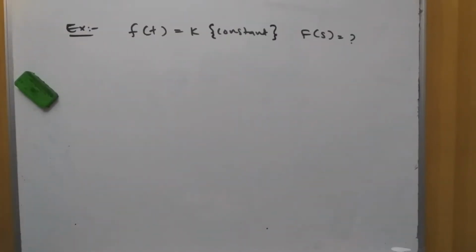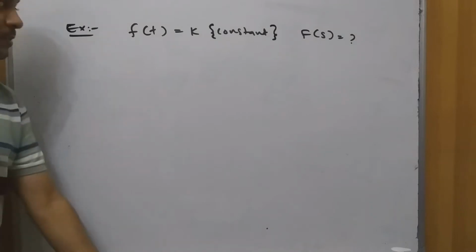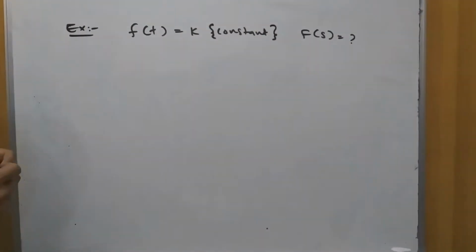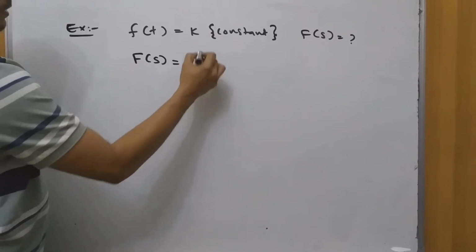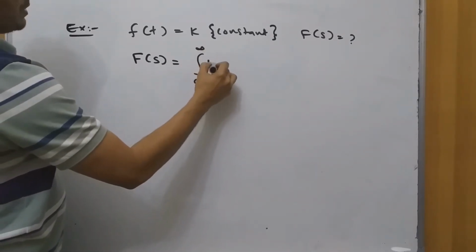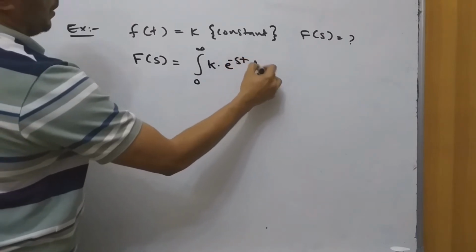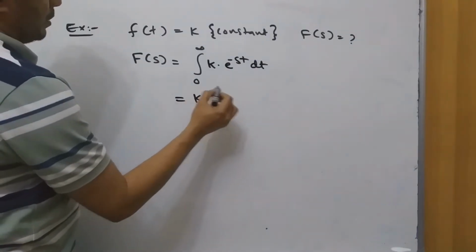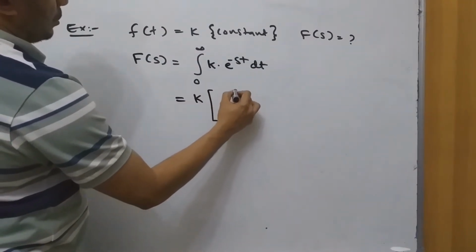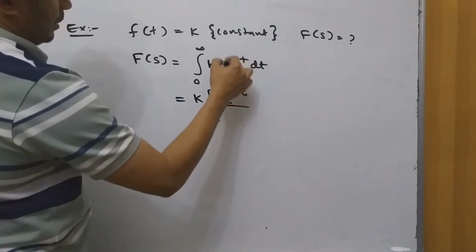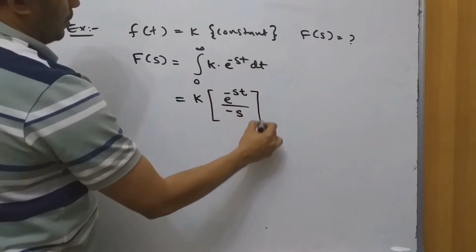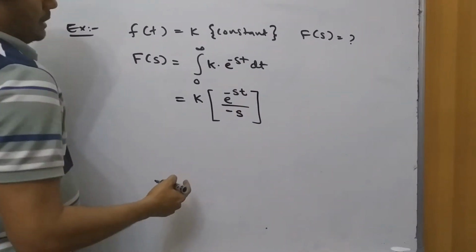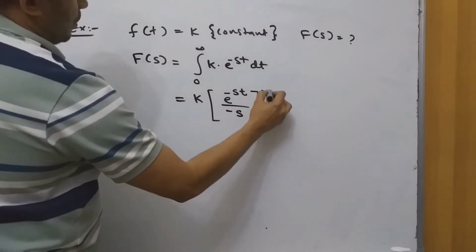So let us consider the first case. First example, suppose f of t is k, where k is a constant, and we try to find out the Laplace transform F of s. So as per the basic equation, we are going to integrate between 0 to infinity the given function, which is k, multiplied by e to the power minus st dt. So k is a constant, take it out, then you have to integrate e raised to minus st. This integration will give you e to the power minus st divided by the coefficient of t, which is minus s, within the limit 0 to infinity.